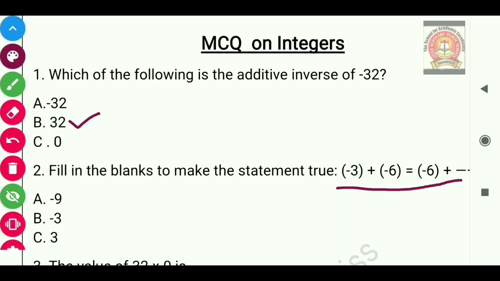And we know that children, this is nothing but the commutative property, right? We have seen commutative property in the previous sessions. In that commutative property, you can change the order of addition. Here, when I change its order, I can write minus of 6 plus minus of 3. So the answer is minus of 3.